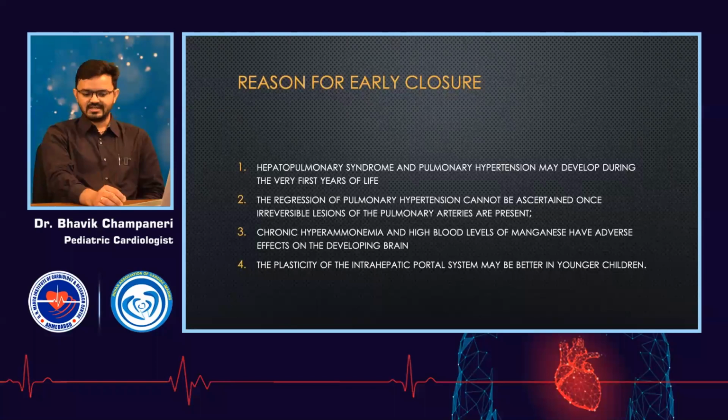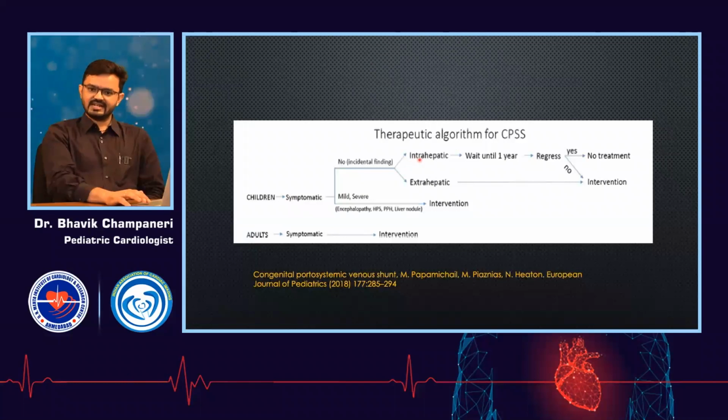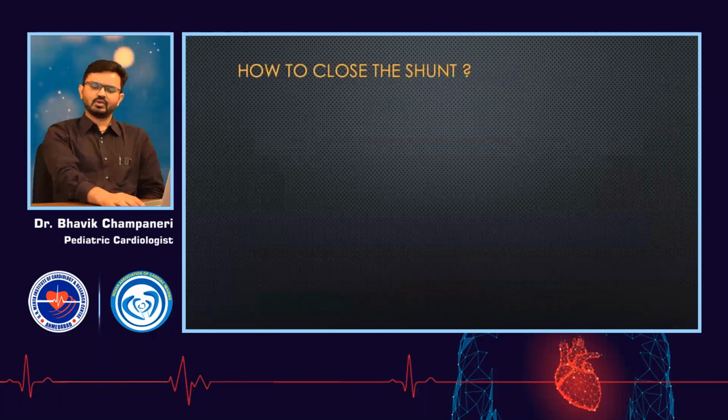This is a therapeutic algorithm of CPSS, and as it suggests, any patient who is symptomatic, straight away go for intervention. If patient is not symptomatic, then decide whether it is intrahepatic shunt or extrahepatic shunt. If extrahepatic, go for intervention. If intrahepatic, you can wait until 1 year or 2 years and then decide for intervention. Now next question, how to close the shunt?